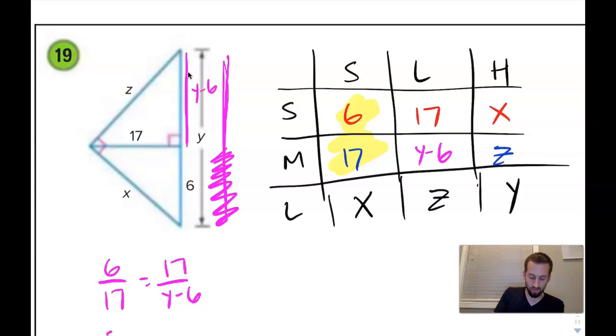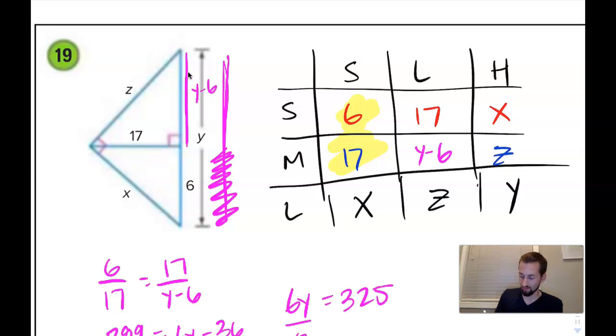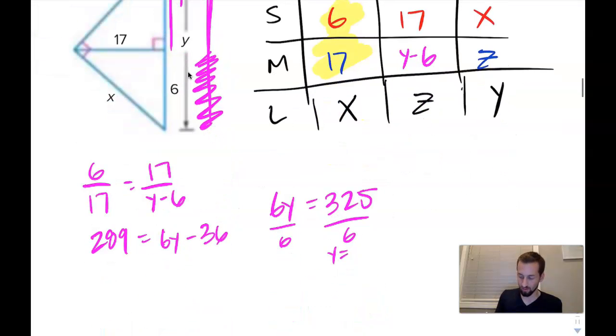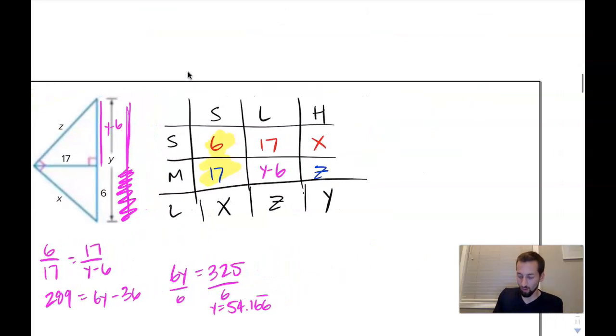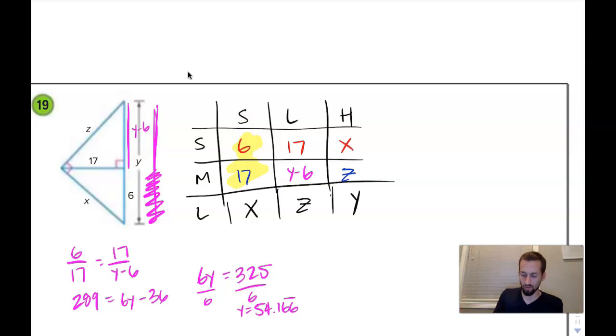So you end up with 17 squared, which is 289, equals 6y minus 36. So we're going to add 36 to both sides, and you get 6y equals 325. Divide by 6, divide by 6. And so when I divide that by 6, I get y equals 54.166 repeating. So once I have y, I would then try to find x or z.